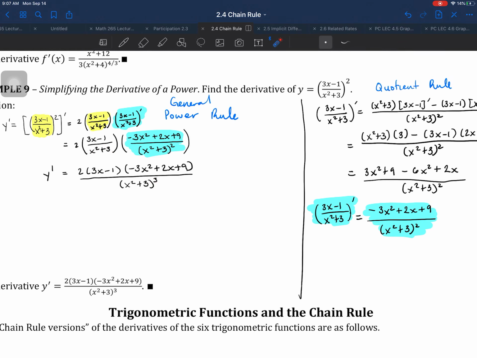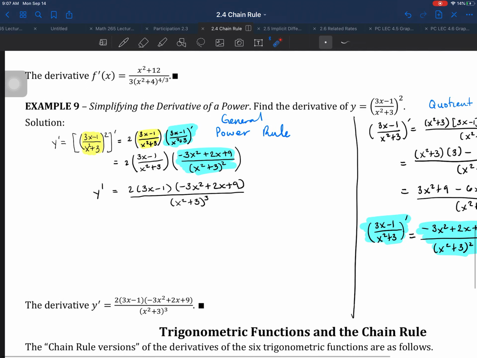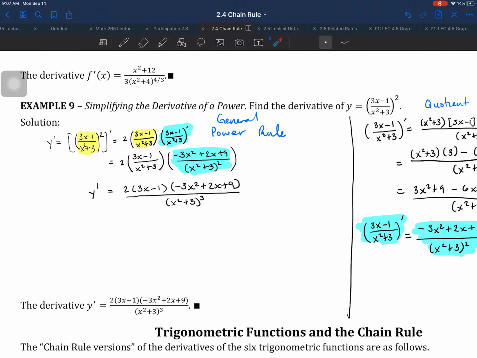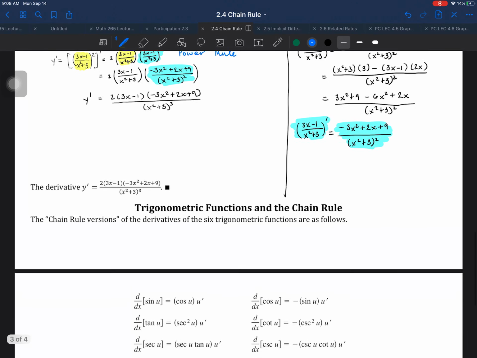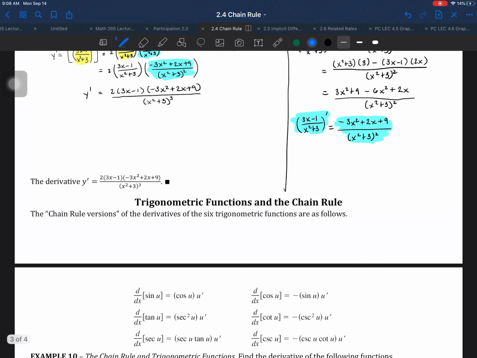So do you guys see here that we have to recognize first what is the bigger picture, right? What kind of big picture we have. Big picture determines the strategy that you're going to begin with. But along the way, this may change with other rules that you have over there. So let's move on to trig functions, right?